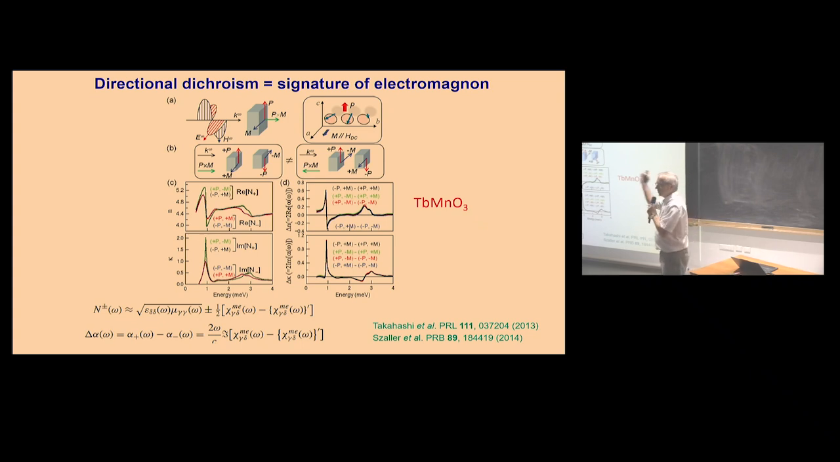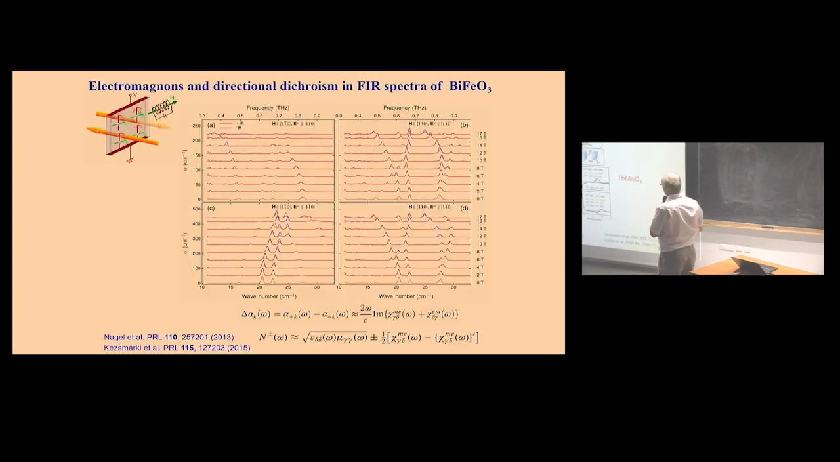Normally, it does not matter if you measure transmission along one direction or the opposite direction. The absorption is the same. But here, due to magnetoelectric coupling and due to off-diagonal magnetoelectric susceptibility, the absorption is dependent on the direction of propagation of terahertz radiation. This was observed as well in bismuth ferrite.